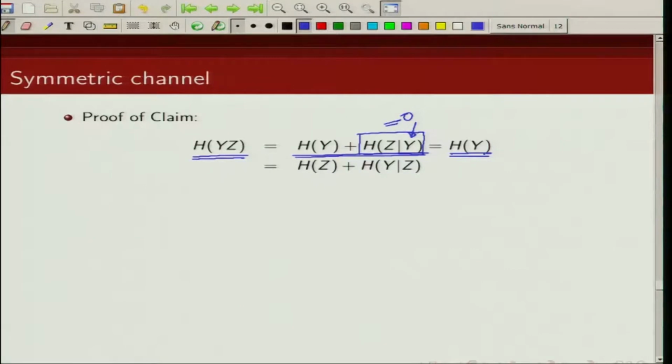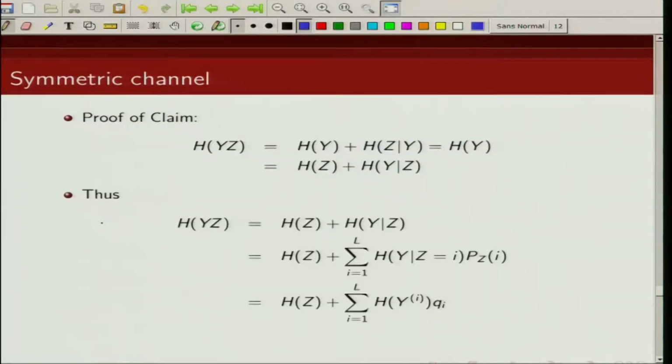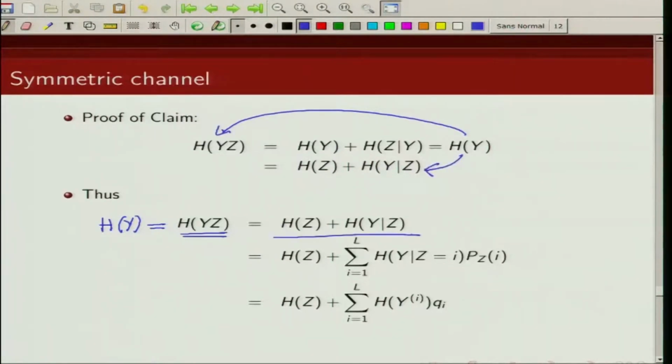Now, this is the same as uncertainty in z plus uncertainty in y given z. Again, I am applying the chain rule in a different way. So, from these 2 I can write h of y is equal to h of yz. This is from here I get, and this is the same as this quantity.